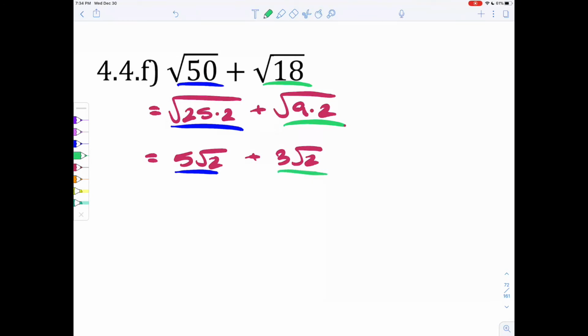Ooh. And now I can see that these are actually like terms after all. We have 5 root 2's and we've got another 3 root 2's. In total, how many root 2's do I have? I've got 8. I have 8 root 2's.